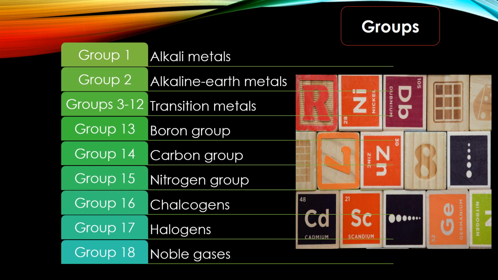Groups have special names. Alkali metals are group 1 elements. Group 2 elements are called alkaline earth metals. Group 13 is the boron group, and the carbon group is group 14. Group 15 is the nitrogen group, group 16 the chalcogens. Group 17 elements are known as halogens, and noble gases are group 18 elements. Groups 3 to 12 are known as transition metals.